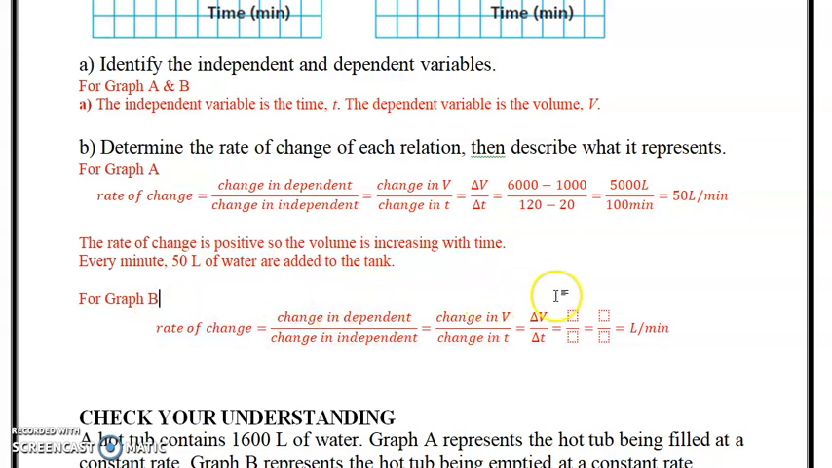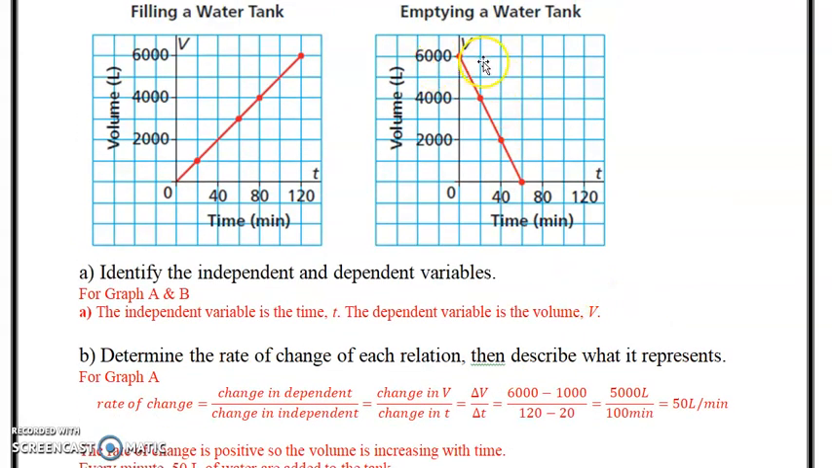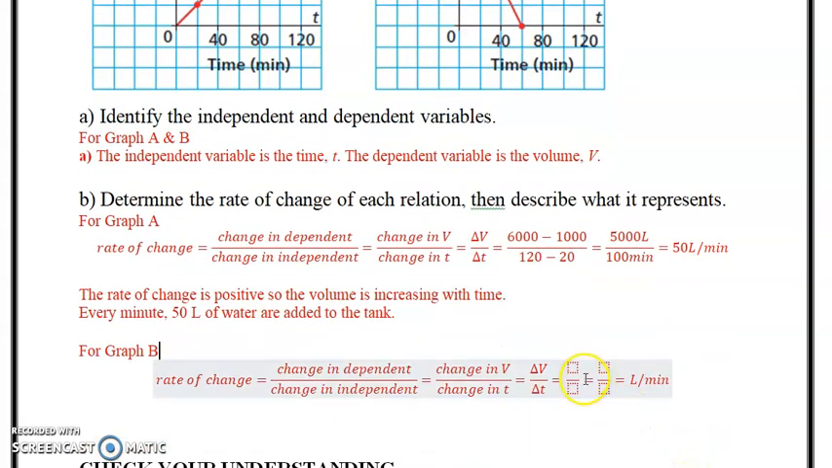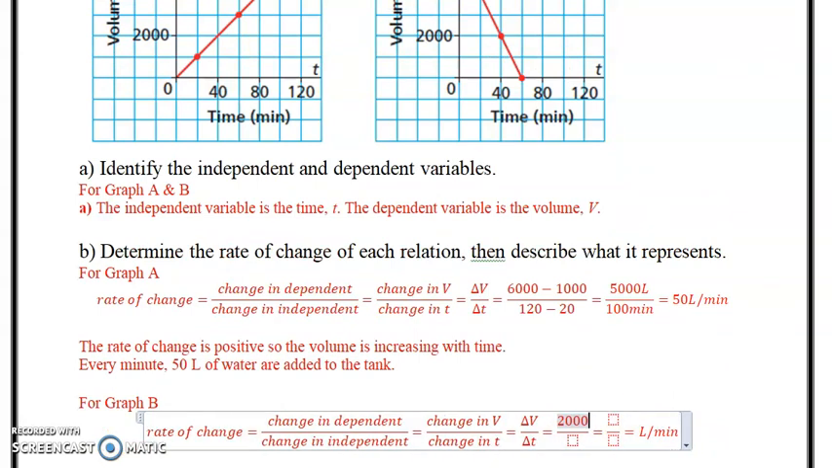So for graph B, we'll do the same thing. Again, you can pick any 2 points. It doesn't matter the way you subtract them, but I usually do the final minus initial, or the most right point minus the most left point. It doesn't make a difference. So I'll pick this one this time. We have 2,000 liters at 40 minutes.